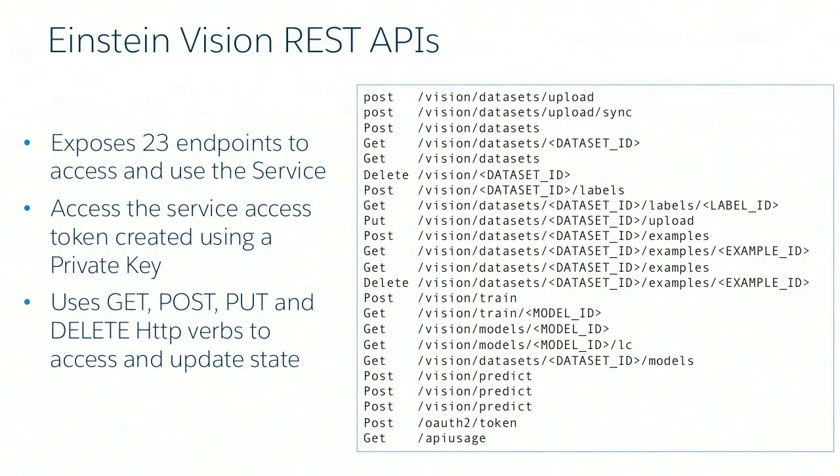Now, Einstein Vision REST service exposes about 23 endpoints, right? So these 23 endpoints basically follow the traditional REST paradigm. You use the traditional HTTP verbs like get to get information, post if you want to update something. For example, if you want to create a new model, you'll use post, right? If you want to delete a data set, you'll use delete, and so on.